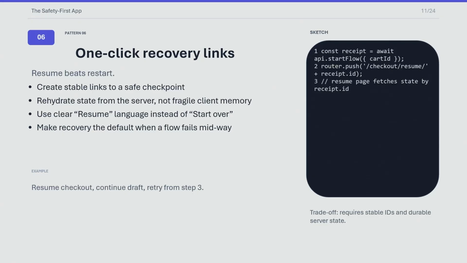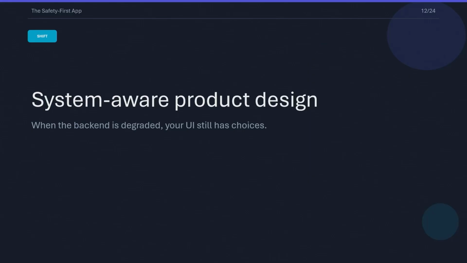And having the state rehydrate from the server and not the fragile client memory really does a lot of good for this. So keeping these kinds of design patterns in consideration really does a lot for ensuring the user experience. And having that clear resume language instead of start over, as we see from this example. And of course, putting recovery as the default when a flow fails midway, since users would feel much more reassured in that sense. The trade-off for this would be requiring stable IDs and also having durable server state.